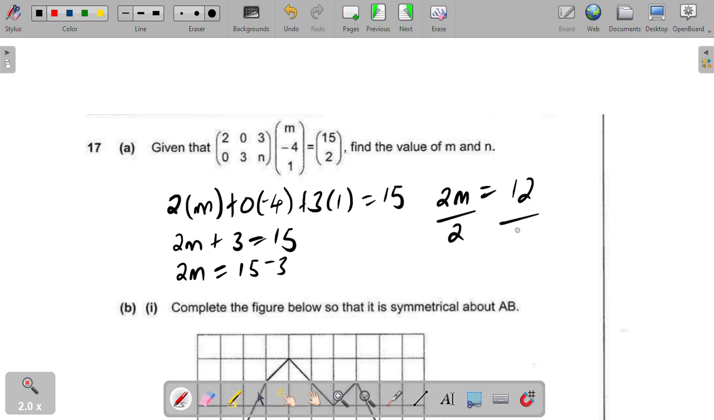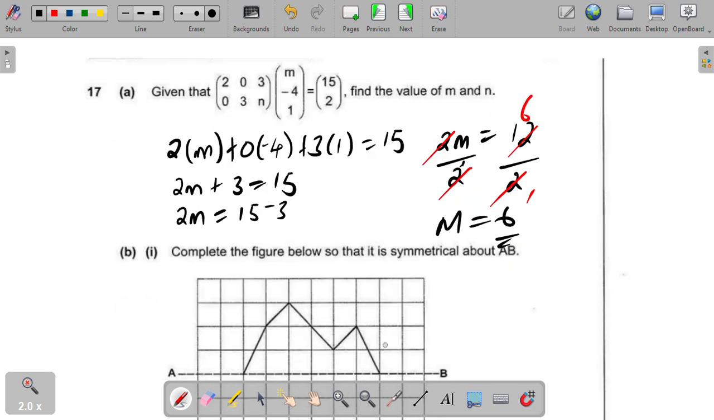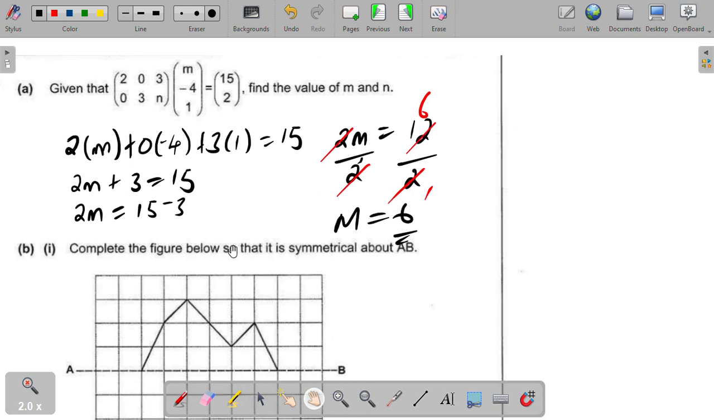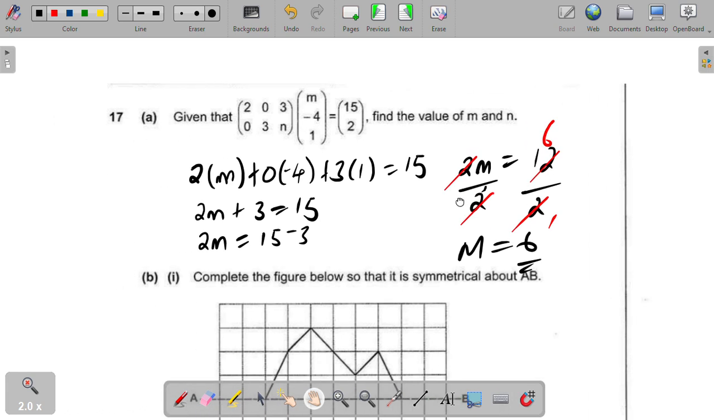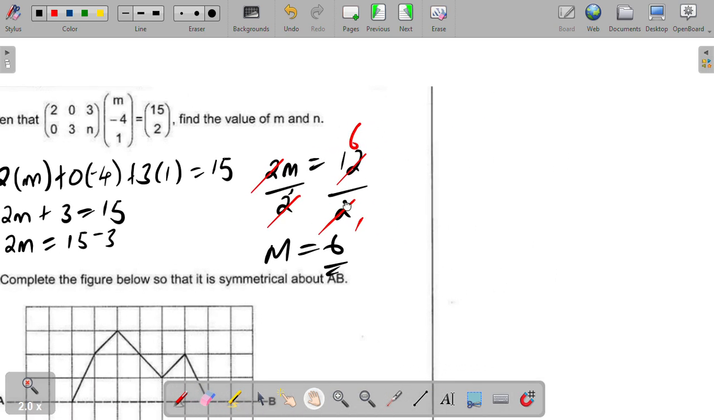We divide both sides by 2, and we cancel. 2 into 2, 1, 2 into 12, 6. So we can say our value of m is equal to 6. Okay, so what about our value of n?